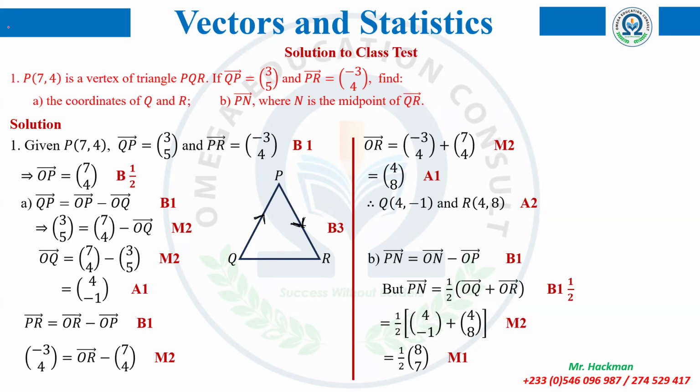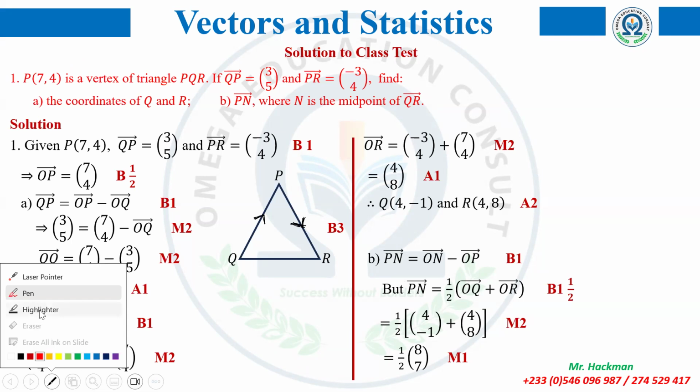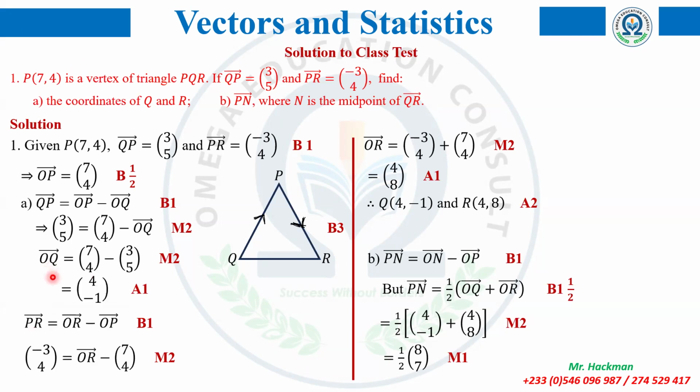Quickly, let's look at the first question. Let's read the first question and I'll walk you through the solution of the marking scheme. We are told the point P (7, 4) is a vertex of the triangle PQR. If the vector QP is (3, 5) in column form, and the vector PR is (-3, 4), find the coordinates of P and Q.